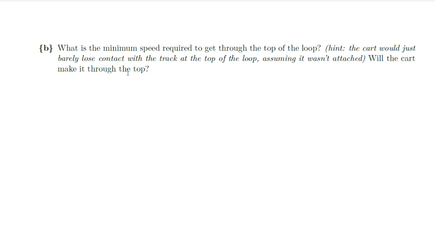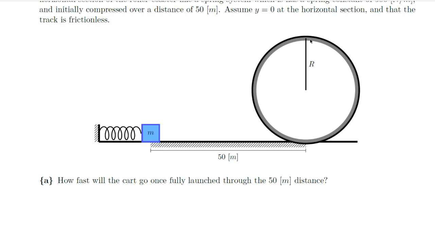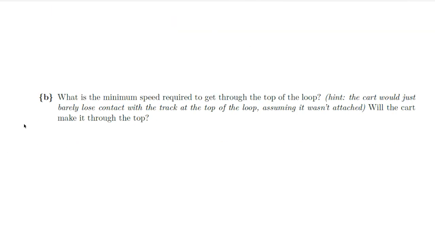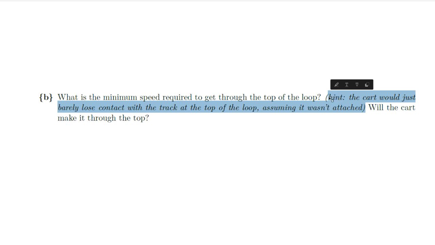Let's take a look at the last part of problem 4, which is pertaining to the top of the loop. So here's what we want to figure out. What is the minimum speed required to get through the top of the loop? So I do give you a little hint here in case it might not be obvious, but this is one of those things that you ideally should know after doing a number of problems. But I do give you the hint nonetheless for how to get that.